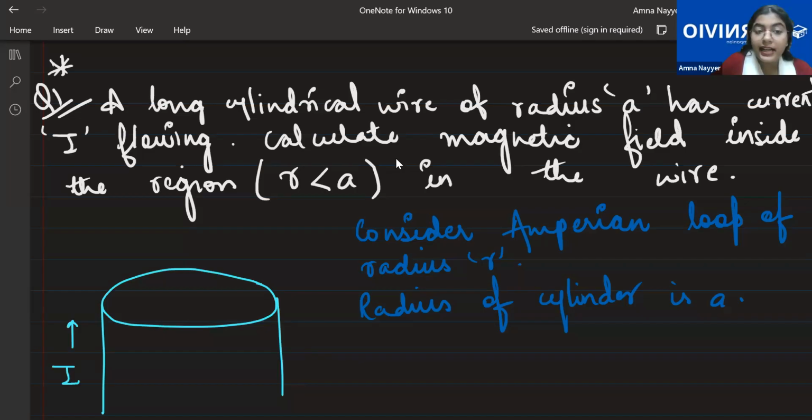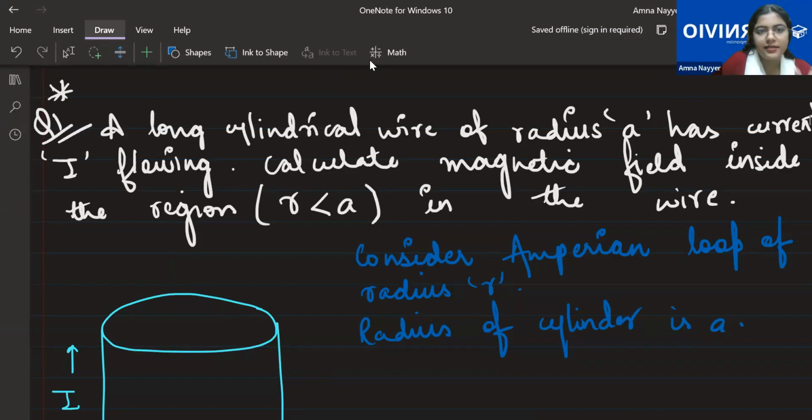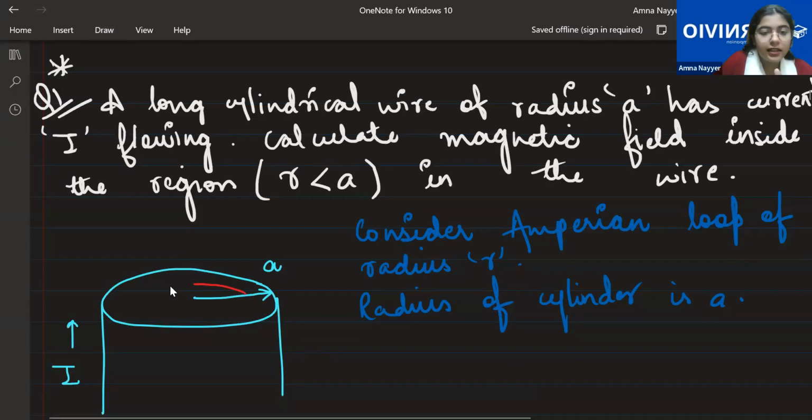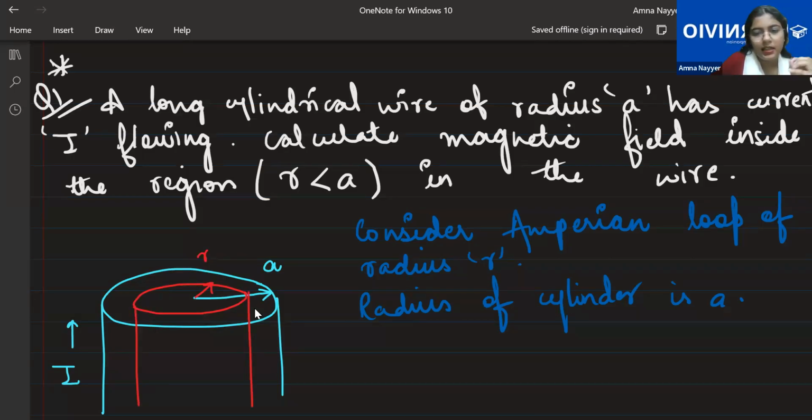These are the first two lines. It says calculate the magnetic field inside a region. Now we have to calculate the magnetic field inside a region. See, this radius, the complete radius, is A. It says you have to calculate here. Let's say this is some radius, small r, and within this region.